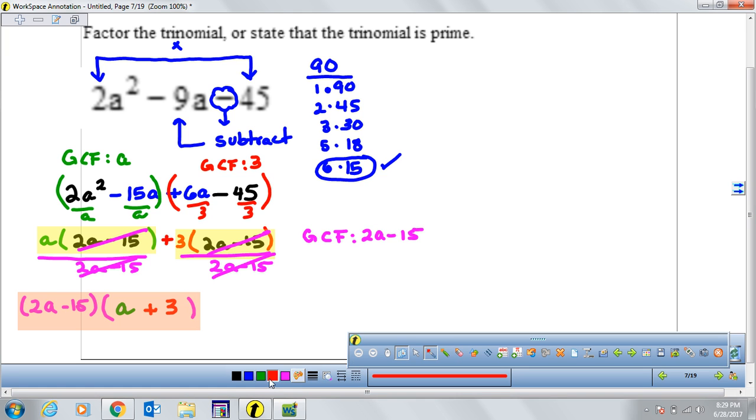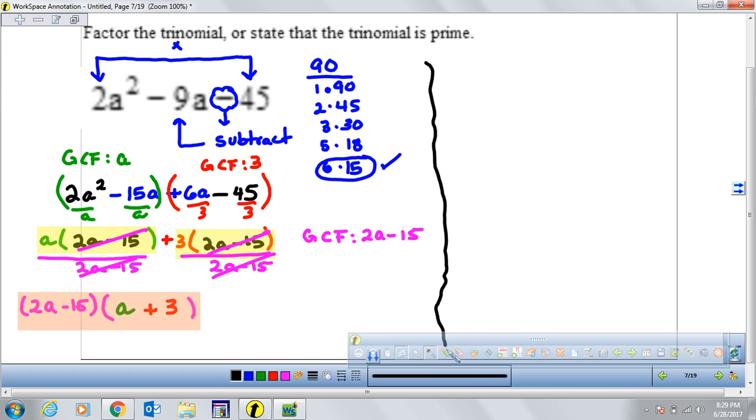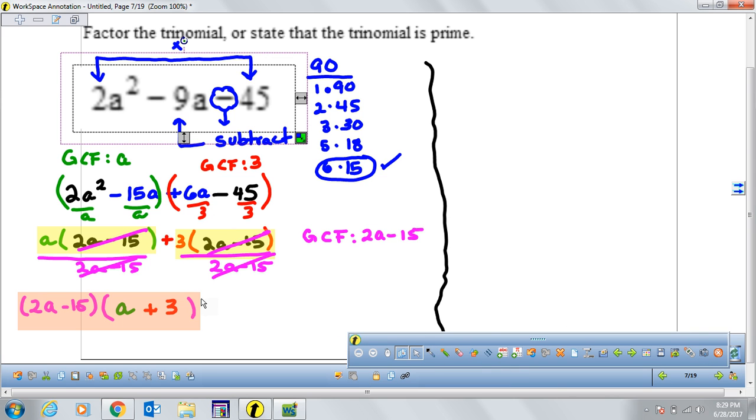Now, I'm going to show you basically the other method that I usually use when factoring a trinomial. It starts very similarly as this one. We call it the AC method. That's exactly what I wanted to show you in this lecture.